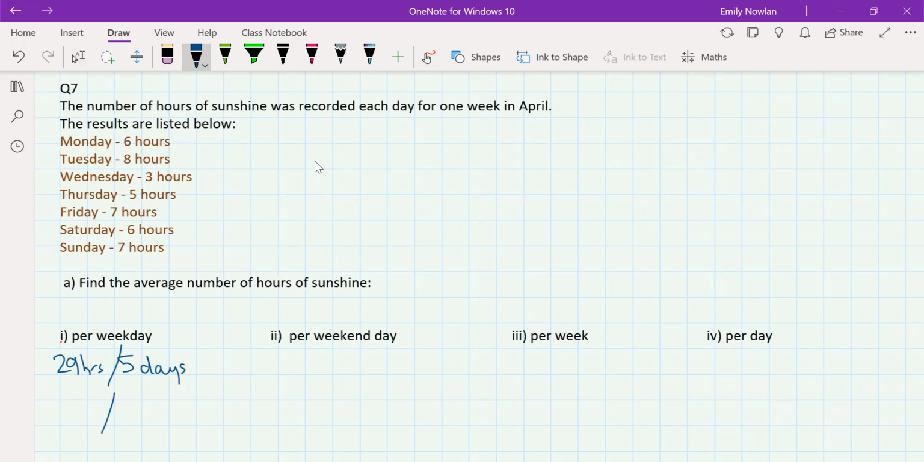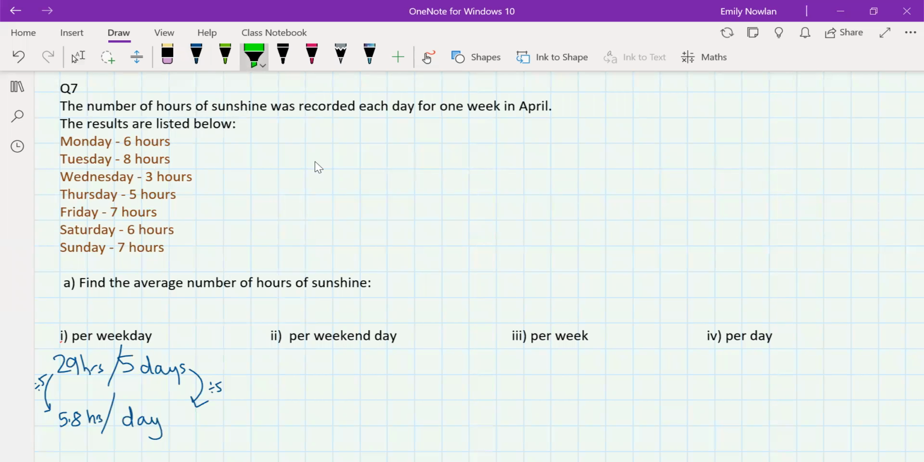Now we want it per day. So the 5 has got to be reduced to 1. We divide by 5. Do the same to this one, divide by 5. 29 divided by 5 gives us 5.8 hours of sunshine per day on average on a weekday.